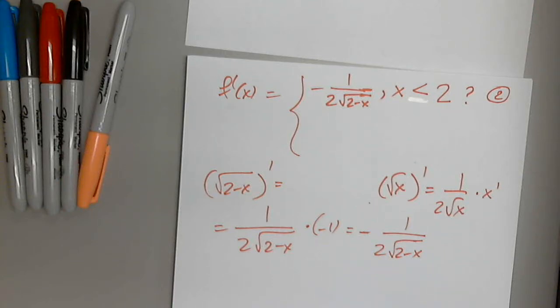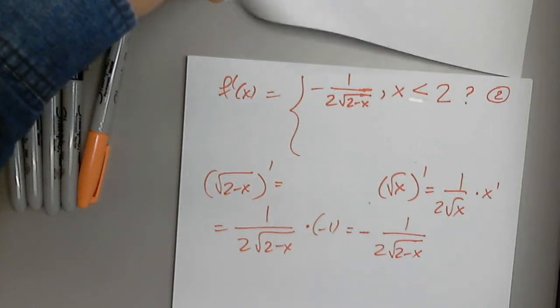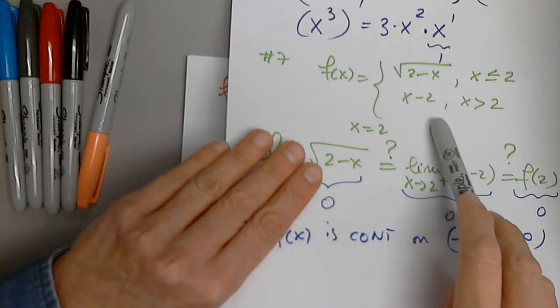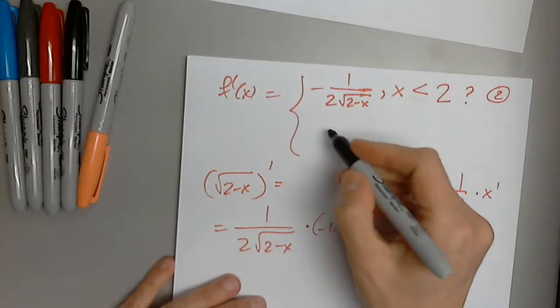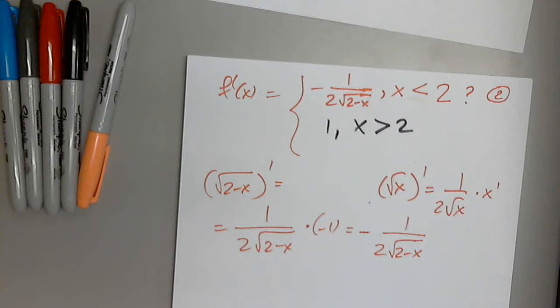But let's continue. The other piece. What is the derivative of this? 1. Perfect. So 1 for x greater than 2. Any questions?